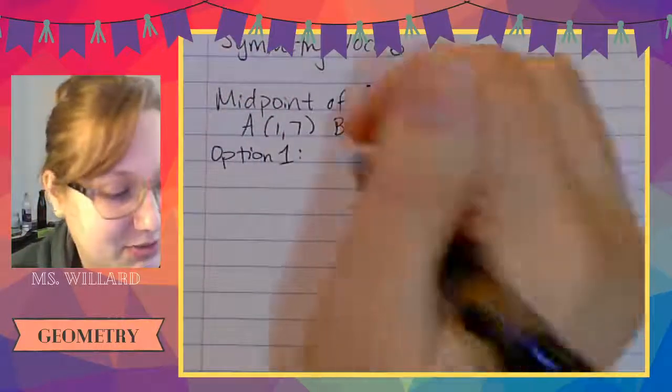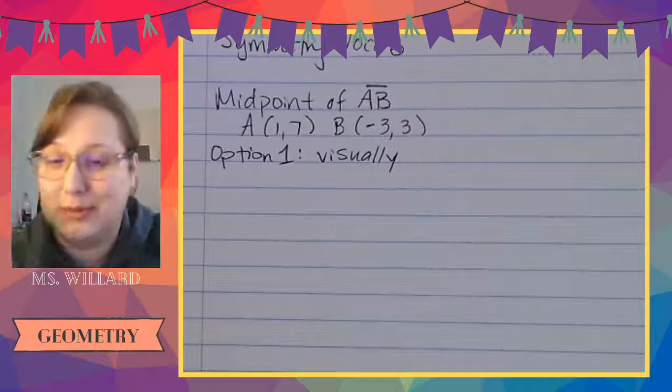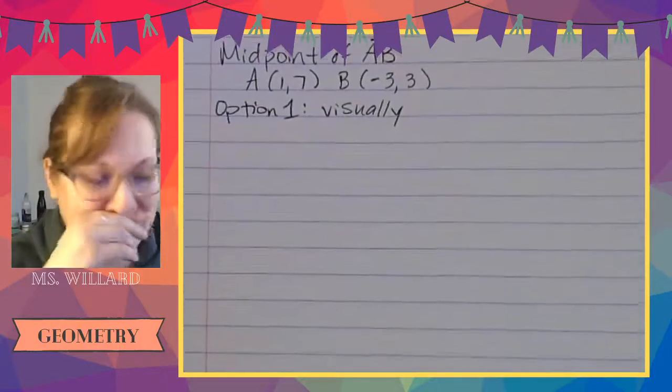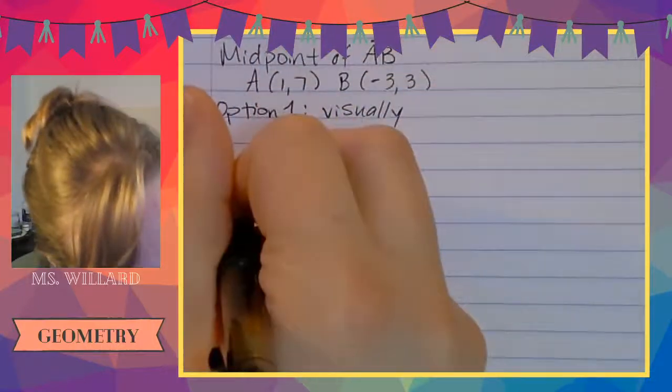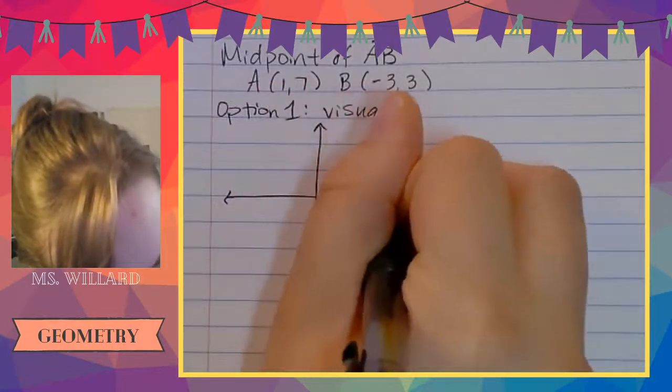Option one is I can do it visually. This is the one that makes the most sense for people who do things by seeing it or do things by touching it. So point one, visually. So here's my graph. In class, I would have normal little things I can cut out.